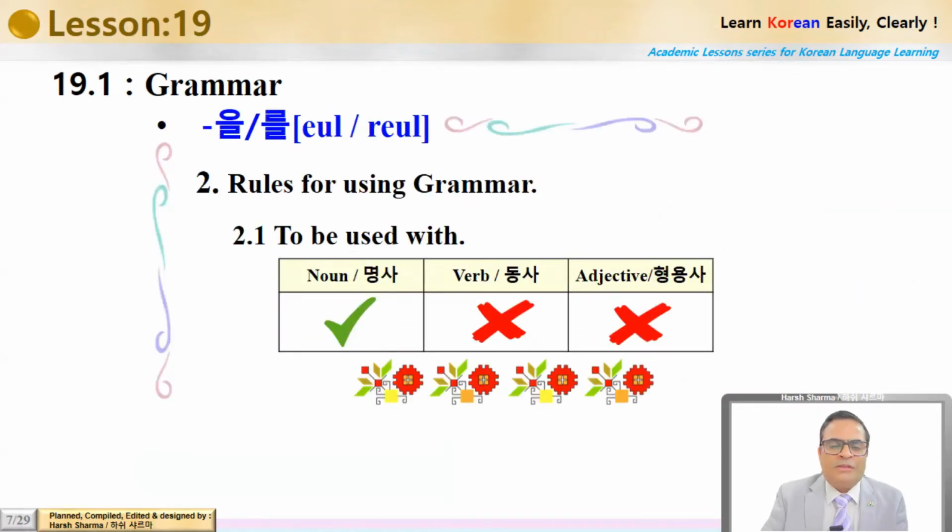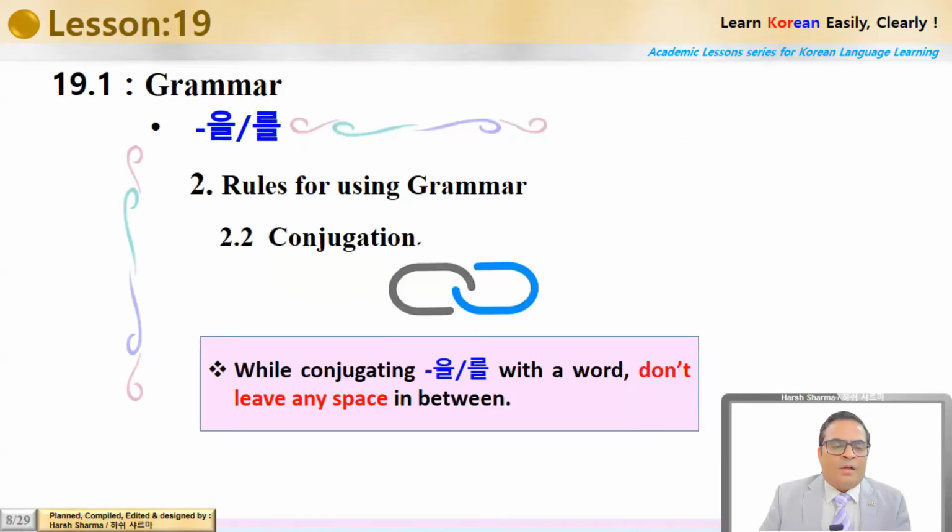First rule of using this grammar: the object particle ul or rul cannot be added with verbs and adjectives. It can be used only and only with nouns. Please write this point very carefully. And the conjugation rule: while we are adding ul or rul to the nouns, there must not be any gap. We have to attach them without any space.